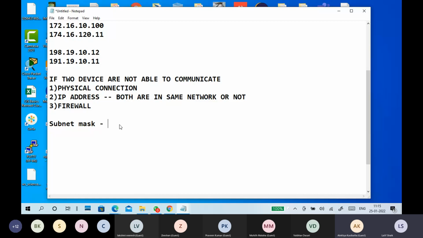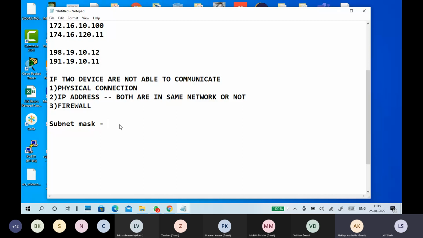It does not allow unauthorized packet entries in the network. Without an incoming request, inside request or local request, if any packet is coming from outside, firewall will stop that packet. That's why when you are pinging, sometimes ping will fail, even when the physical connection is good and the network IP addresses are correct, because the firewall may block the network.